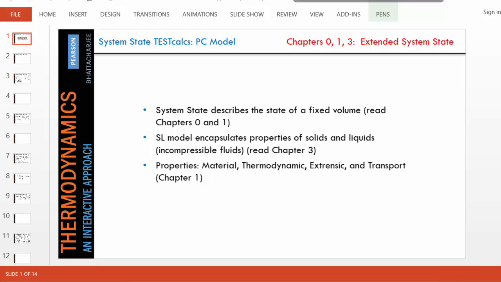PC model is probably the most important model in thermodynamics. It handles fluids, phase change fluid, that is, fluid is allowed to change its phase from vapor to liquid or liquid to vapor. So in this extended video, we are going to cover a number of state evaluations involving the PC model.